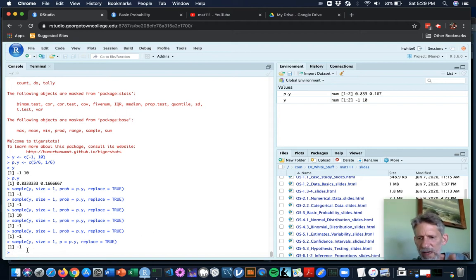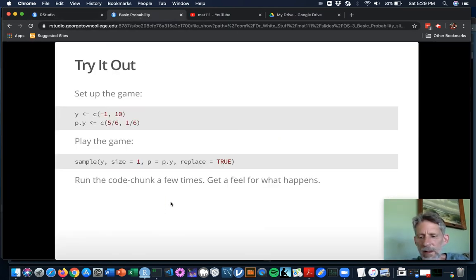But usually it's a good idea to give the whole name of the parameter when you're constructing an input using an R function. So I'll fix that by the time you see the slides. I hope you've tried it yourself now a few times and you've gotten the idea that usually you're going to get a -1. Sometimes you get a 10.